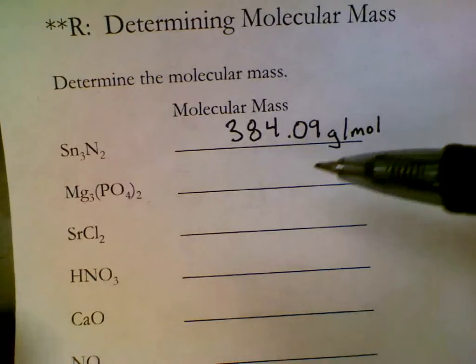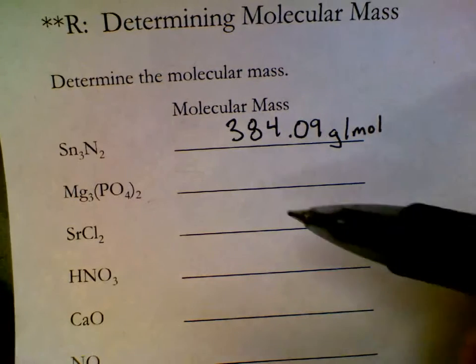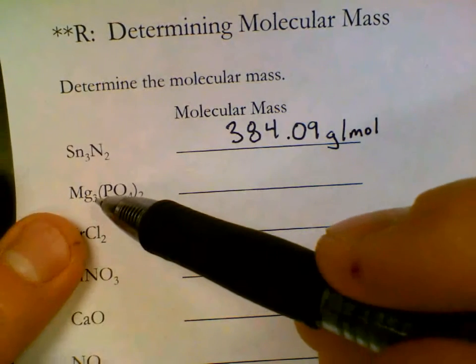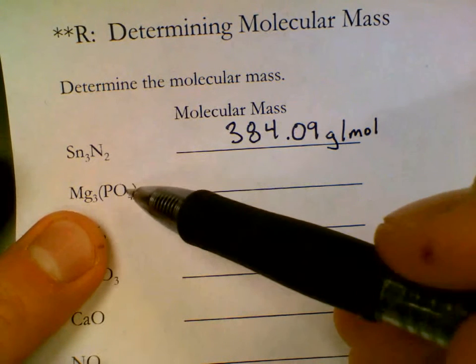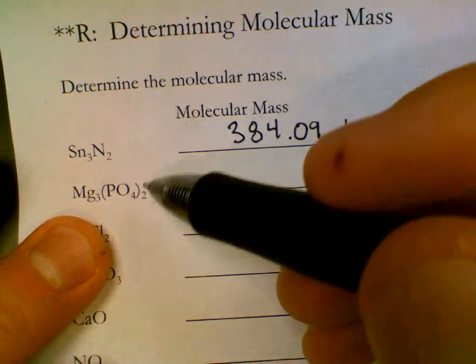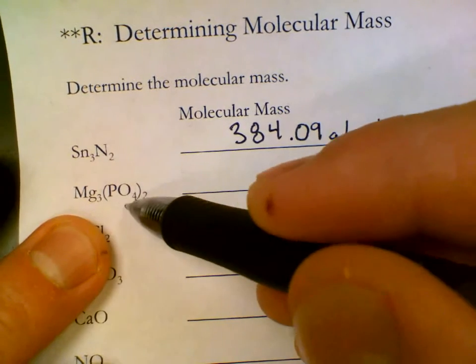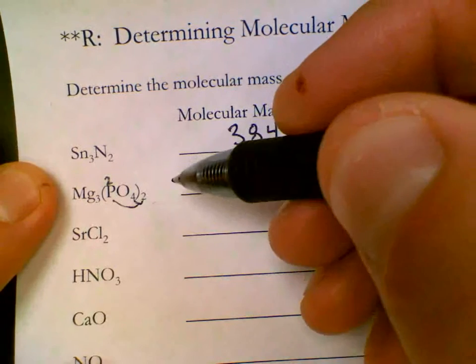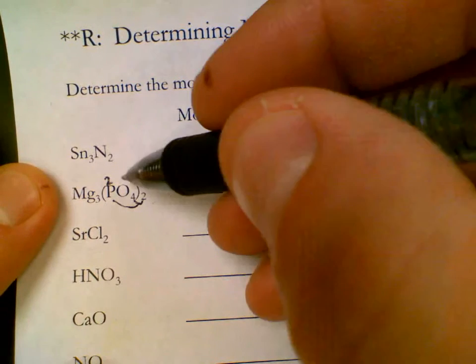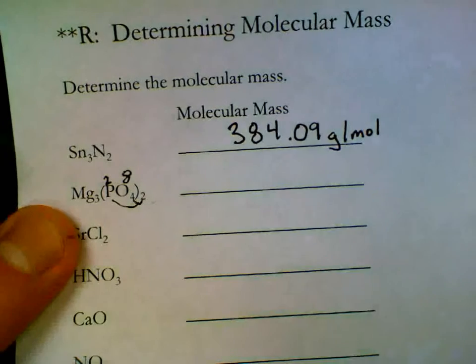We need to analyze what those parentheses and the subscripts mean. So there's 3 copies of magnesium. That should be pretty straightforward. And then we have the phosphate ion, but there's 2 copies of that. The subscript 2 distributes to both of those atoms in there for a total of 2 phosphoruses, and then 2 times 4 makes 8 oxygens.